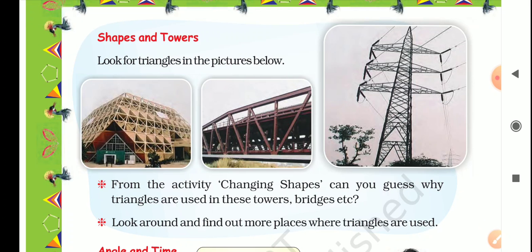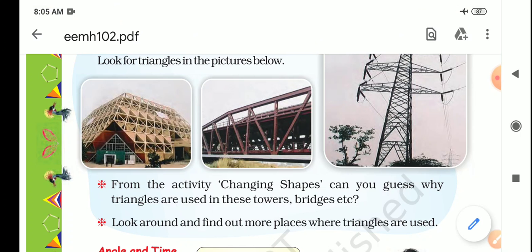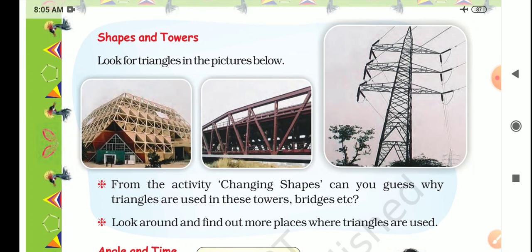So we can write here, by guessing our ideas, that a triangular shape is very strong and doesn't change easily, and its shape also does not change easily when pressed. So triangular shapes are used in bridges and towers, etc. Then look around and find out more places where triangles are used.